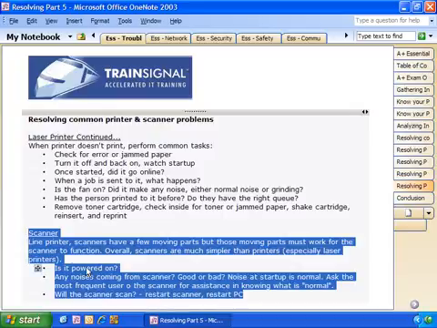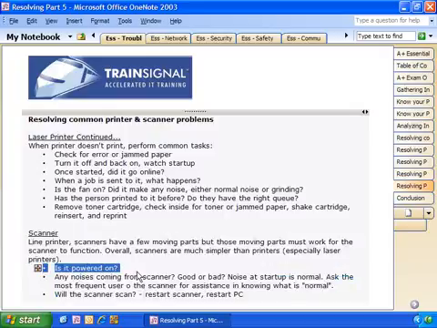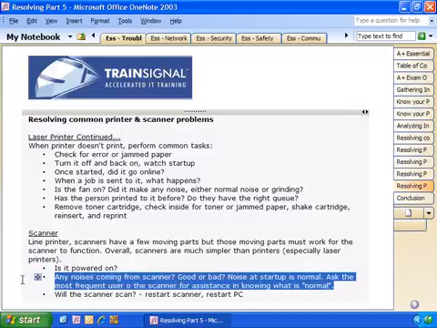So first off, if you're having problems with your scanner, is it powered on? It's not going to work, of course, if it doesn't have power. Next, are there any noises coming from the scanner? Good noises or bad noises? Normal noises or grinding noises? Noise at startup is normal. You turn on the scanner and it does sort of a calibration and it makes a lot of noise.